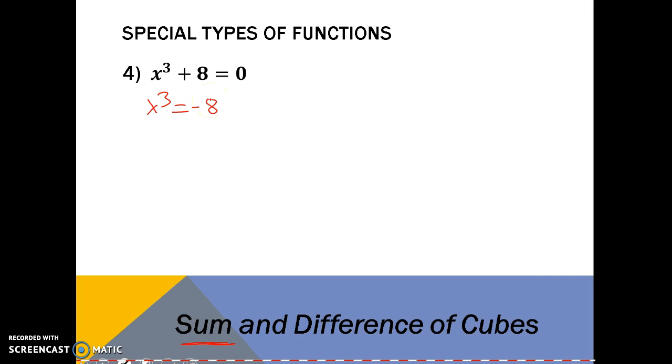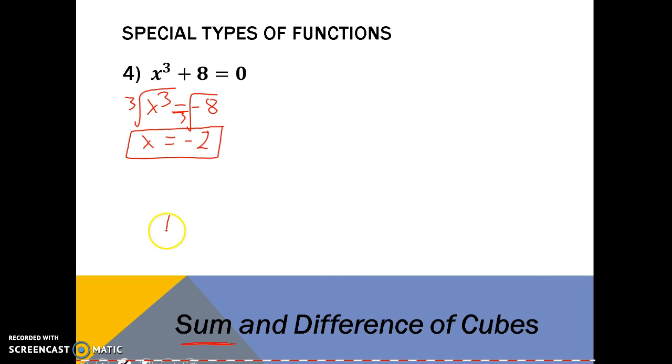Then I could take the cube root of both sides. If I take the cube root of x to the third, that's just x. And the cube root of negative 8 is negative 2, because negative 2 times negative 2 times negative 2 is negative 8. Which means one solution is negative 2. Well, then I can use that one solution and synthetic division to find my other solutions.